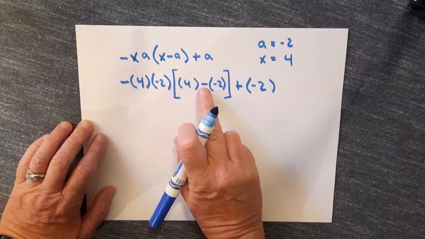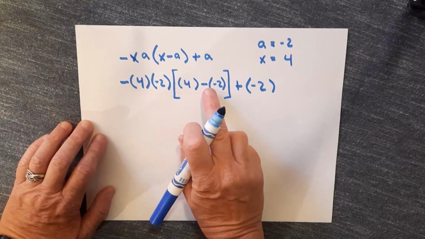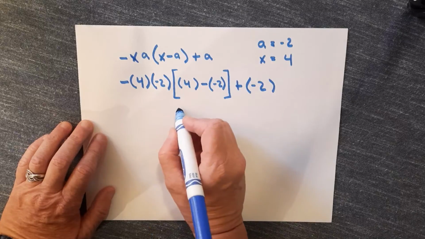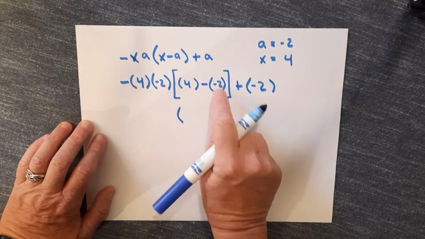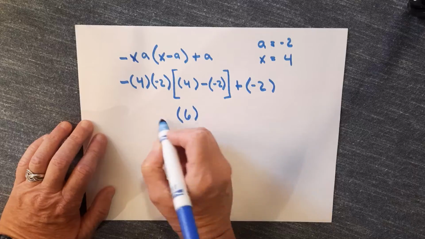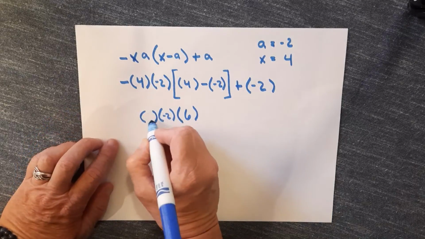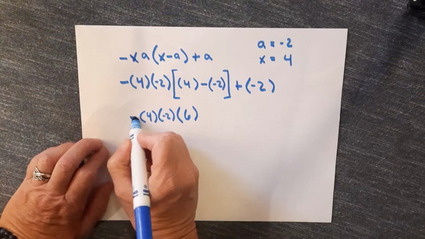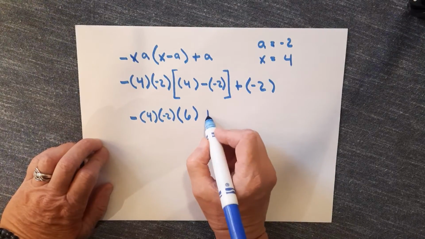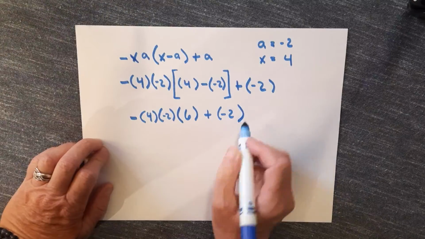We have 4 minus a -2. Whenever you subtract a negative, it's the same as adding its positive. So 4 minus -2 becomes 6. And it's still being multiplied by -2 and still being multiplied by 4. And we still carry that negative sign down. And then we still have this plus a -2 at the end.